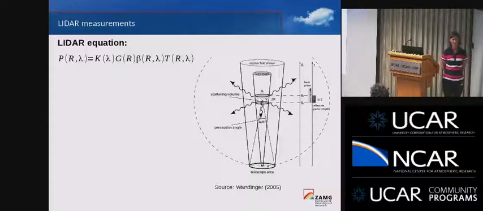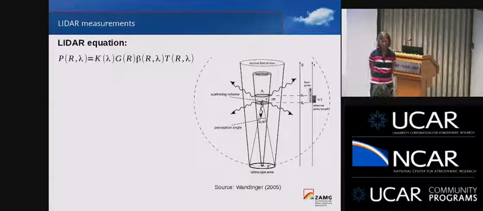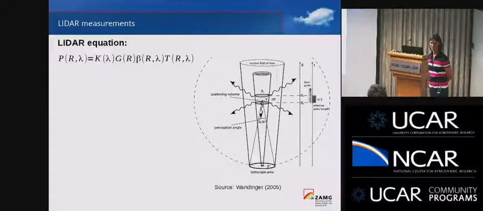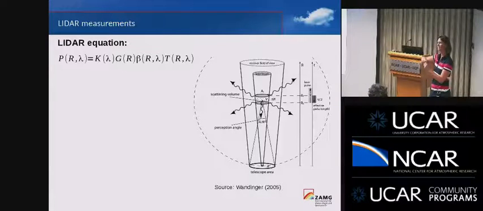This is one of the very few slides where I put some formulas, because I think it is interesting and important to understand what we are trying to do. This is the LiDAR equation. You have four terms: K, G, beta, and T. P is the signal received by the receiver. LiDAR works in a way that a transmitter puts a laser signal into the atmosphere. The signal is backscattered and received by a telescope. The power of the signal received by the telescope is described by P, which depends on the distance to the particles where the backscattering comes from and the wavelength.